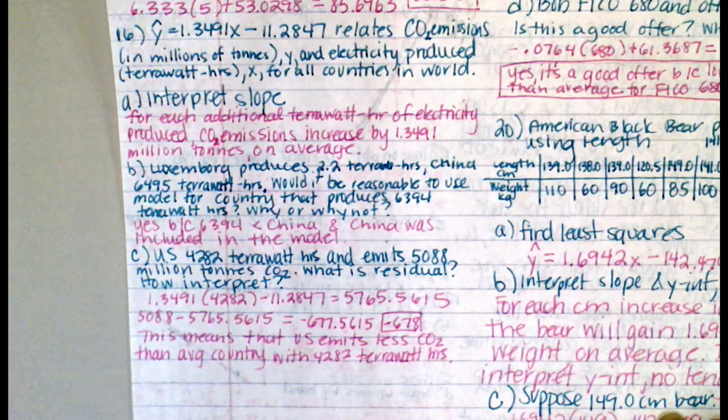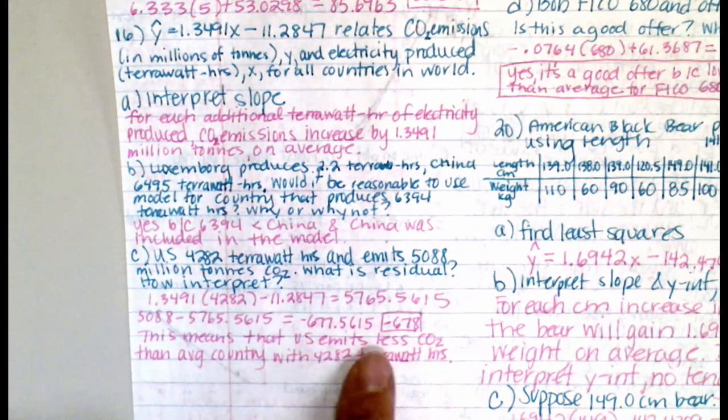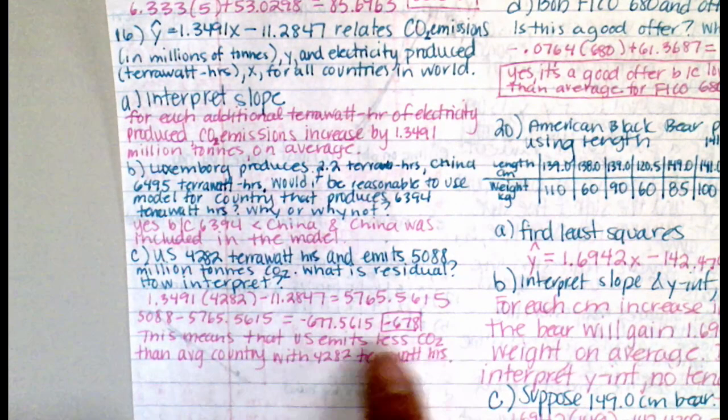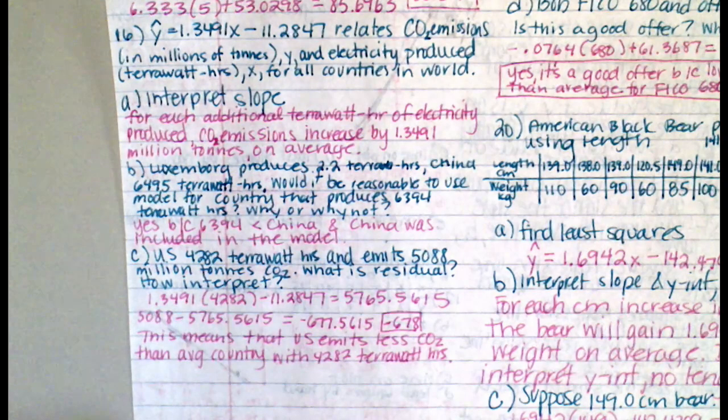The last one is very similar to what I went over in 14D, so you have to plug in the value that they gave you, find the residual, and then say how you would interpret that. So for my interpretation, I just said the US emits less carbon dioxide than the average country with 4,282 terawatt hours, because the residual I got was negative.